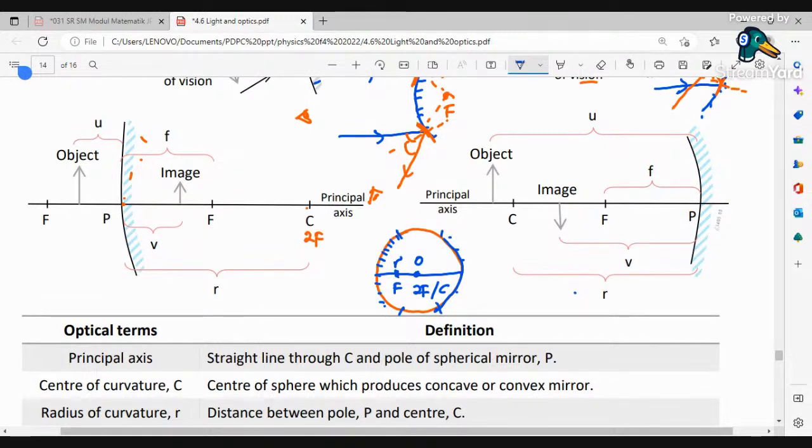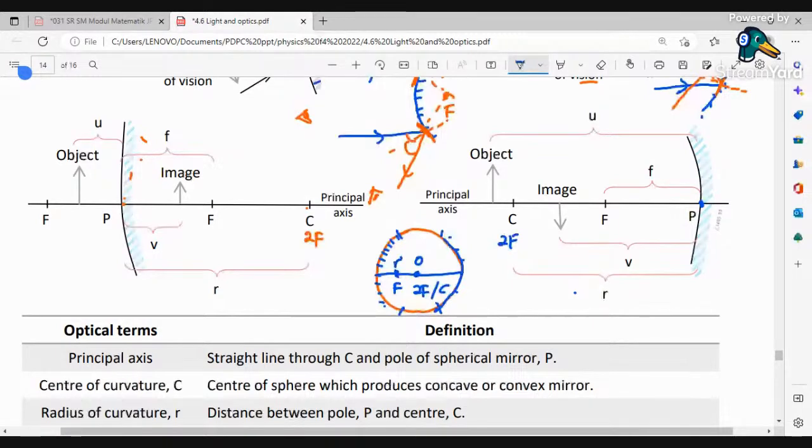Okay, jadi C ni adalah center of curvature. Dia adalah 2 kali focal length. And PC ialah R. Okay, R. Sama juga dengan concave. Concave, so ini adalah dia punya pole atau P, center pembulan. Focal length, F, C ialah 2F. Okay, object distance U. Okay, and then image distance V.